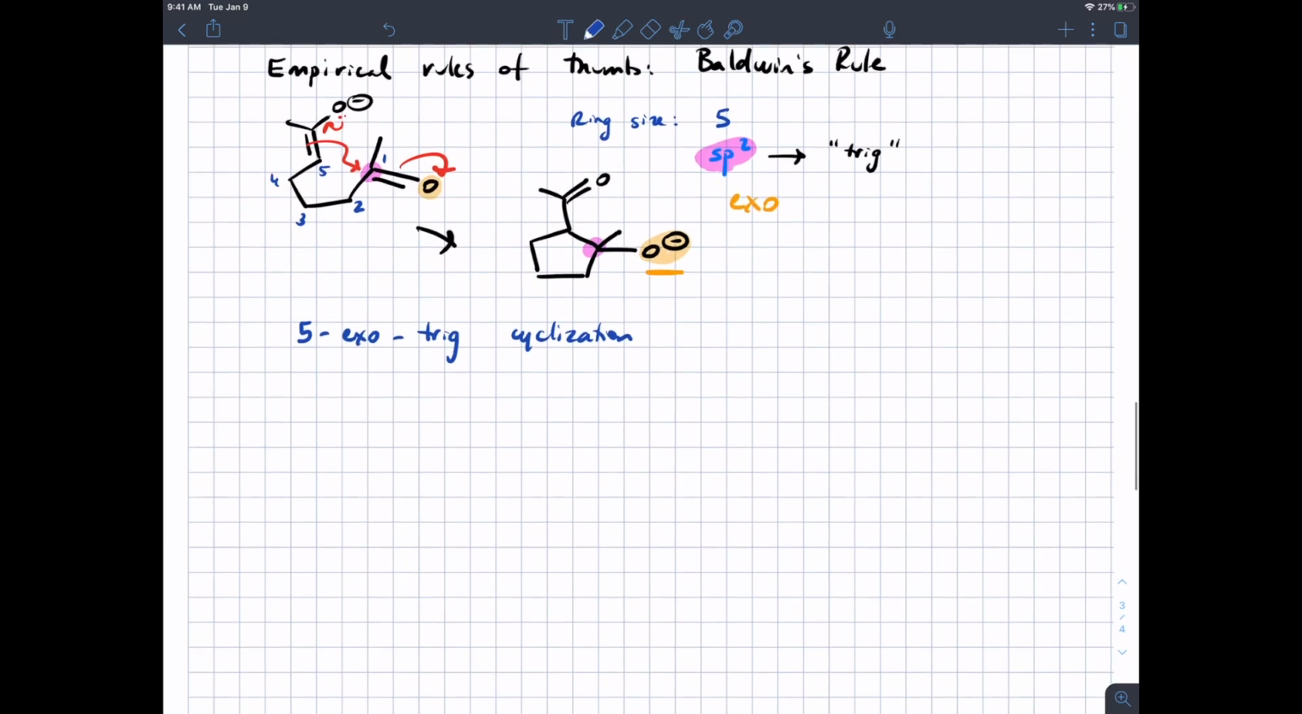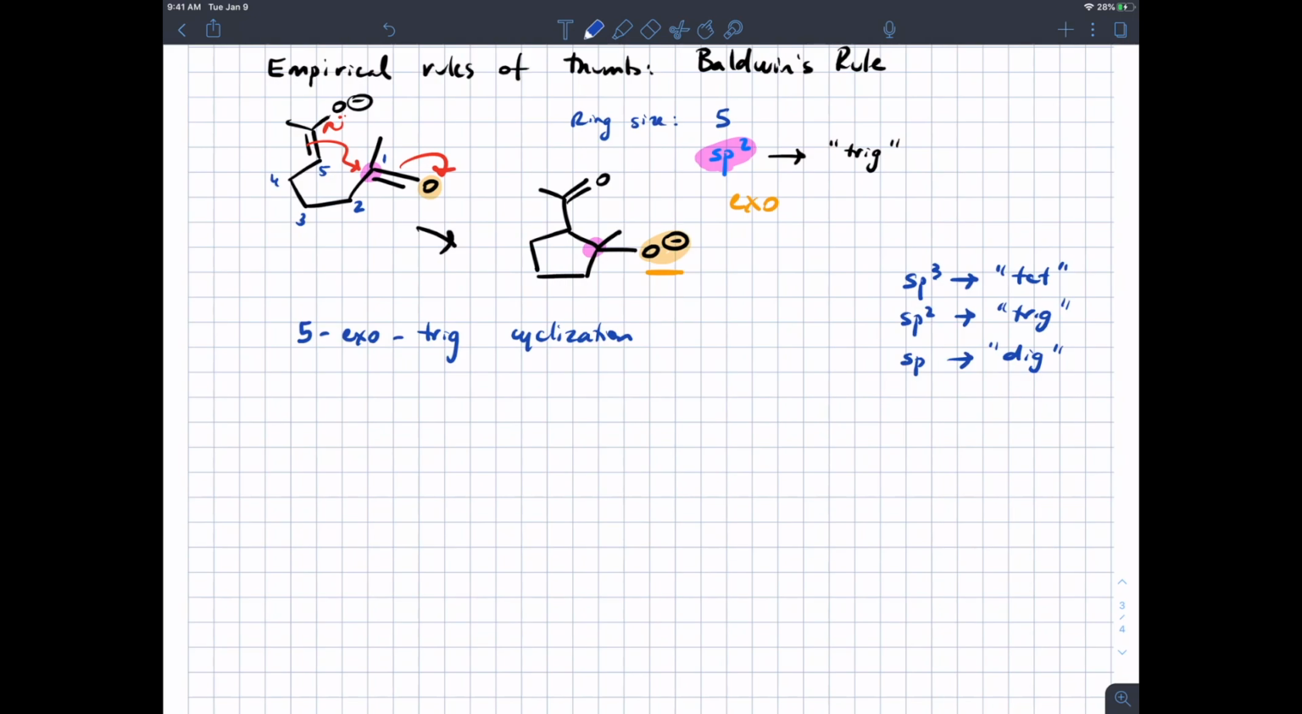Right, so if it's sp3 hybridized, we call it tet. If it's sp2, we call it trig. And if it's sp, we call it dig. I didn't make them up, I'm sorry, but those are sort of the rules.